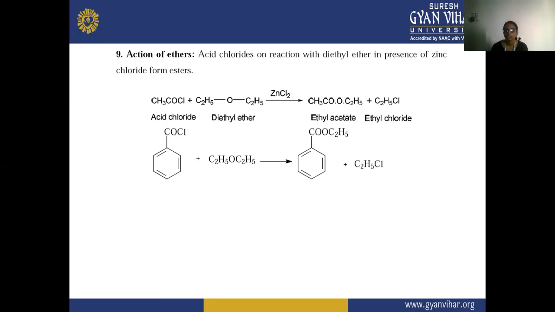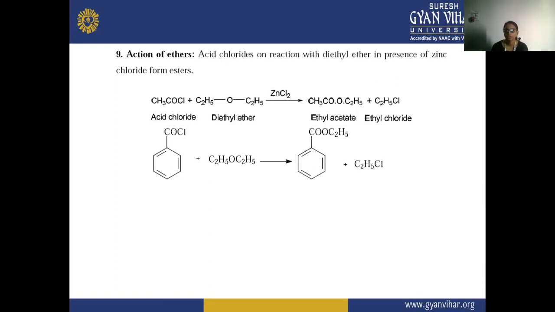So the ninth reaction of this acid chloride is the action of ether on the acid chloride. This acid chloride is reacting with diethyl ether, which is a type of ether, and this reaction is happening in the presence of zinc chloride, which is acting as a catalyst, and they are forming esters.